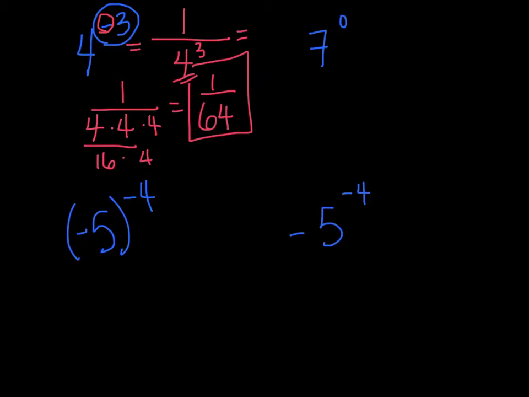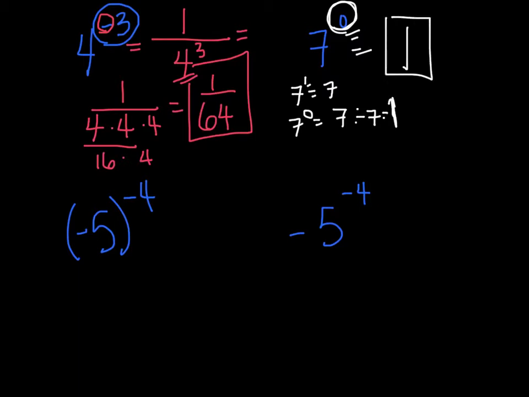Let's do another one. We have 7 to the 0 power. That 0 power tells me that I'm going to have 1. Simply 1. Essentially, if I were looking at 7 to the first power, that equals 7. So 7 to the 0 power, remember every time you decrease by a power, you are essentially dividing by that number. So 7 divided by 7 equals 1. So my answer is 1 for that problem.